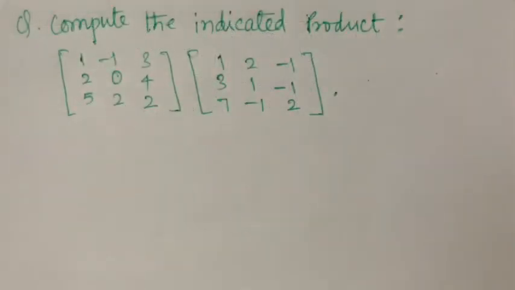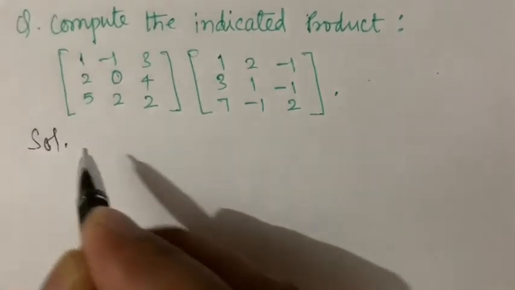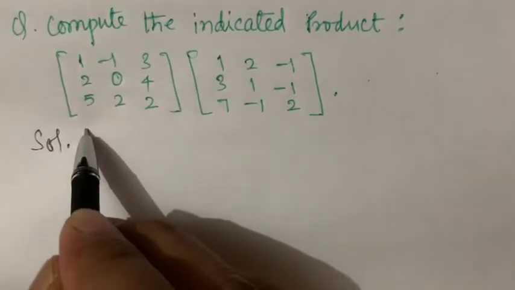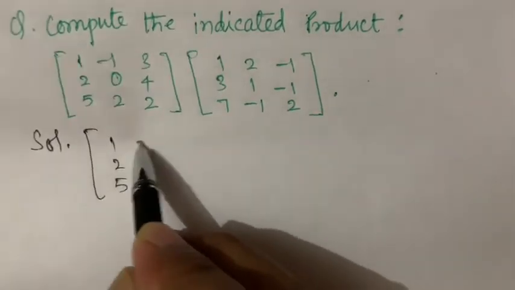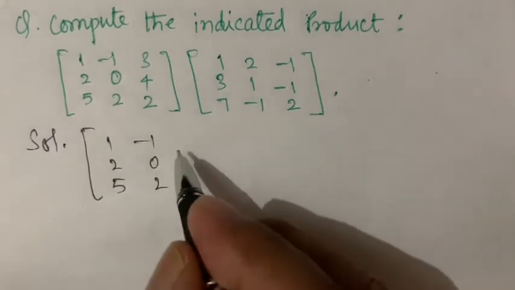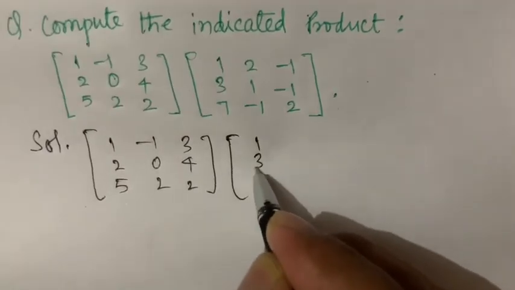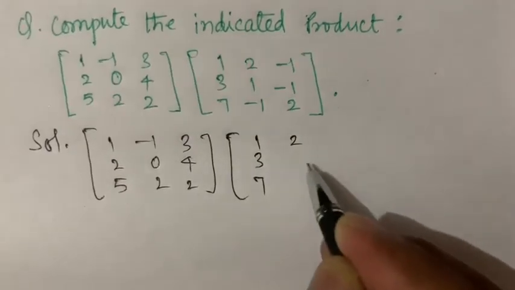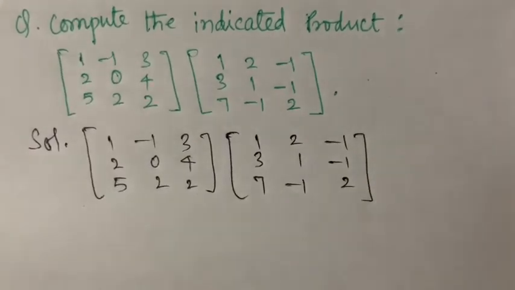Let us compute the indicated product. We have two matrices here. We need to multiply them, and we have seen how we multiply two matrices. It goes like, first of all we write 1 2 5, minus 1 0 2, 3 4 2, and then we have another matrix 1 3 7, 2 1 minus 1, minus 1 minus 1 2, and then we will multiply them.